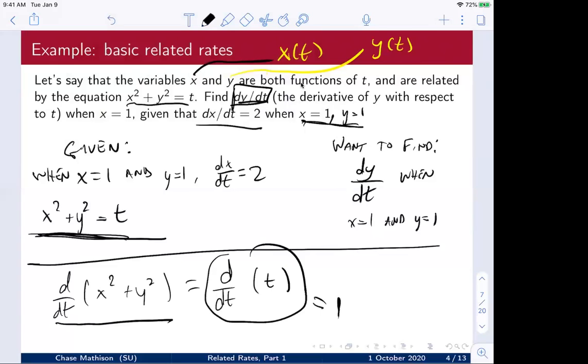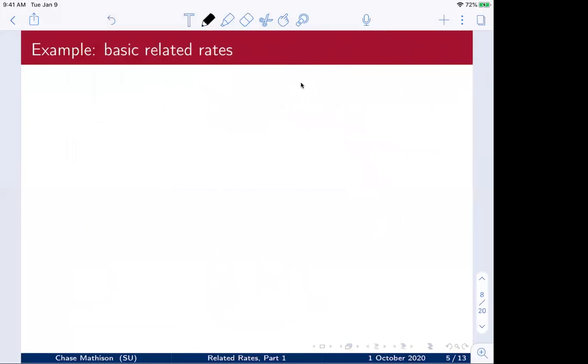That side is just 1. This side, the derivative of x squared plus y squared with respect to t, remembering that x and y are both functions of t. Let me write it out over here: d/dt of x squared plus y squared. We already found the derivative of the right-hand side is 1. So on the left-hand side, I need to take the derivative. Yes, exactly, someone in the chat said we need to use implicit differentiation. That's exactly right. I haven't given you explicitly what these functions of t are, but you do know that they are functions of t.